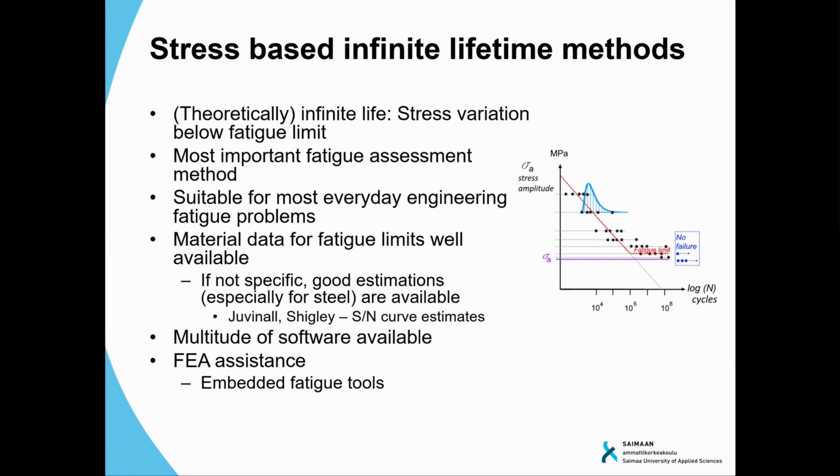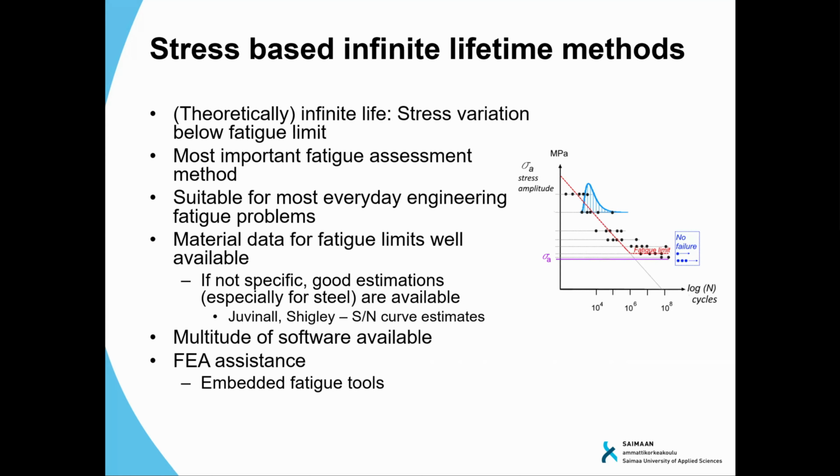This is the basic method that is derived from Mr. Wöhler's investigations, and for that reason, it has quite some history. So there's quite a lot of good data available, material data for performing this analysis. So for quite a few materials, you can find the fatigue limit values, for example, for stress ratio R = -1 or stress ratio R = 0 loadings. But even if there would be no specific fatigue limit available for some steel material, there are very good estimates available, especially for steel, and they work pretty well. And that is something we are going to learn today.